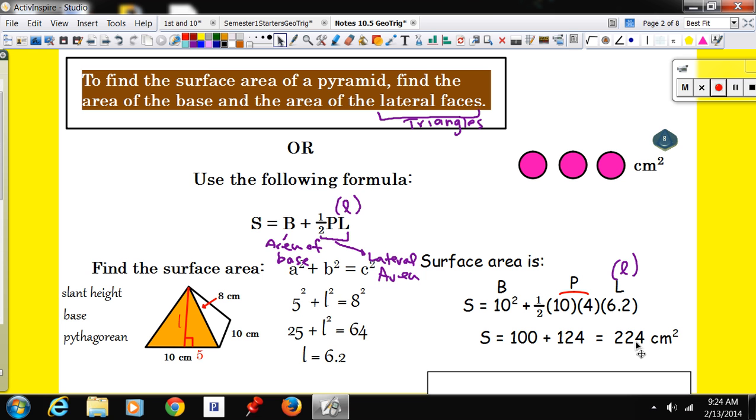Area is square units. Volume is cubic. Volume is what fills it up inside, which we're going to do in the next section.